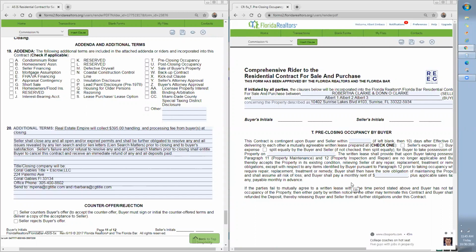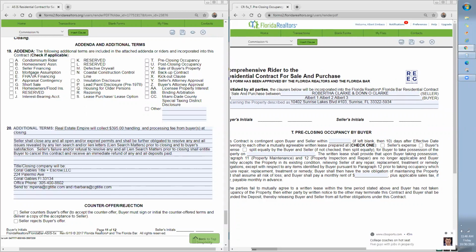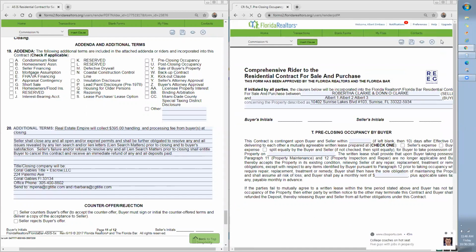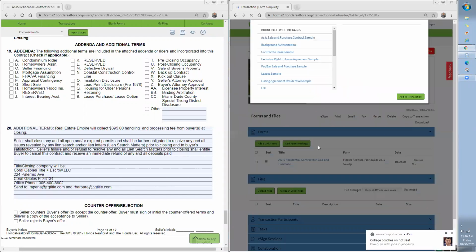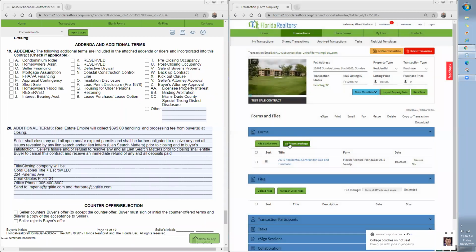Okay. So here it lets you know that a lease must be done, and the amount of the monthly rent that's going to be paid until the date of closing. Okay. So that's the pre-closing occupancy. The post-closing occupancy is the same thing, only it's for the seller who has to stay in the property. I have a question.